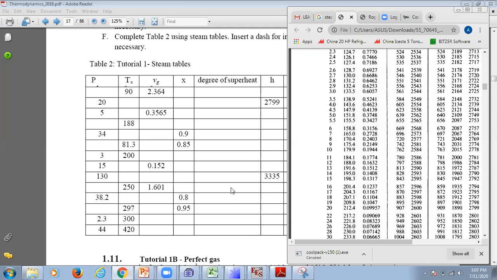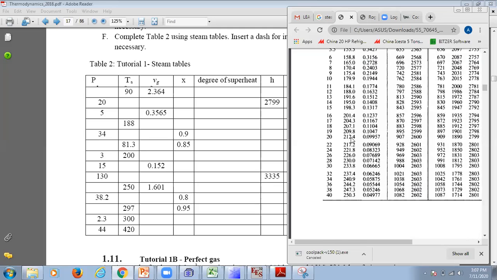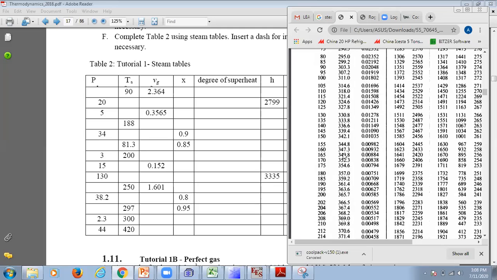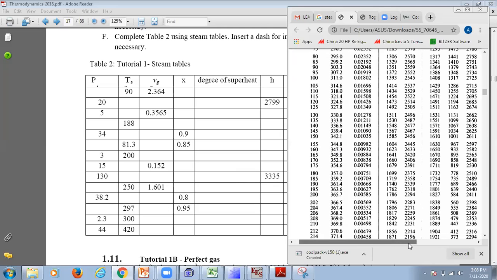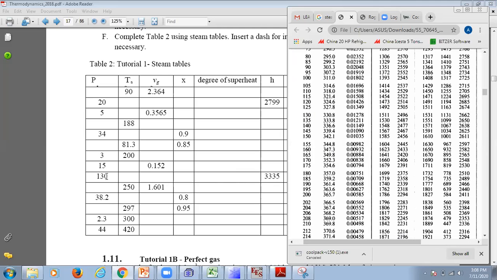Pressure 130, enthalpy 3335. So pressure 130, somewhere here, enthalpy is 3335. 130 is here. This is 2662. So we surely know that at this pressure, 3335 means this is superheated. Okay, this is realistic. So X is irrelevant, so you can make a dash here.